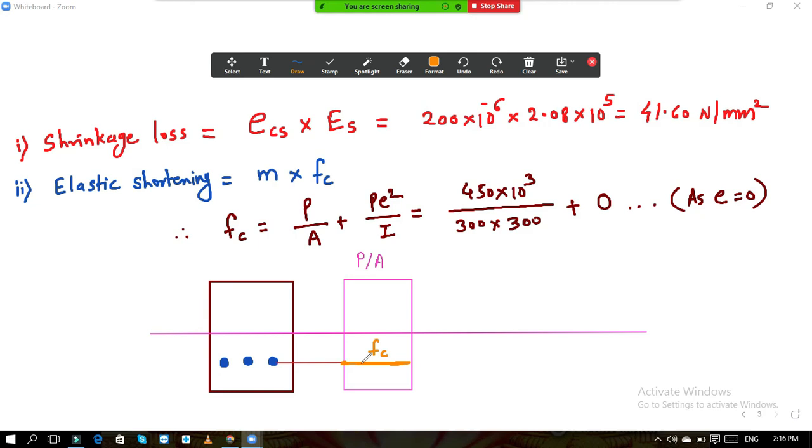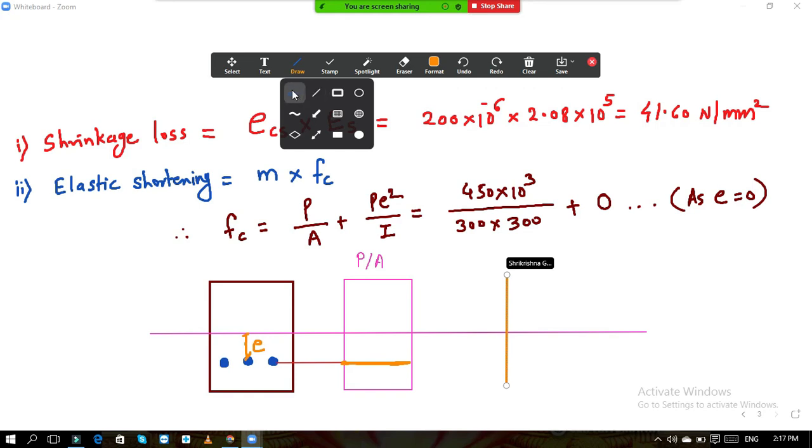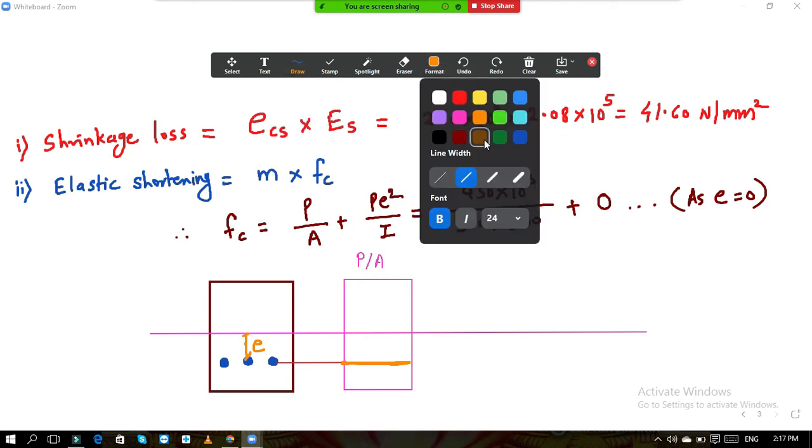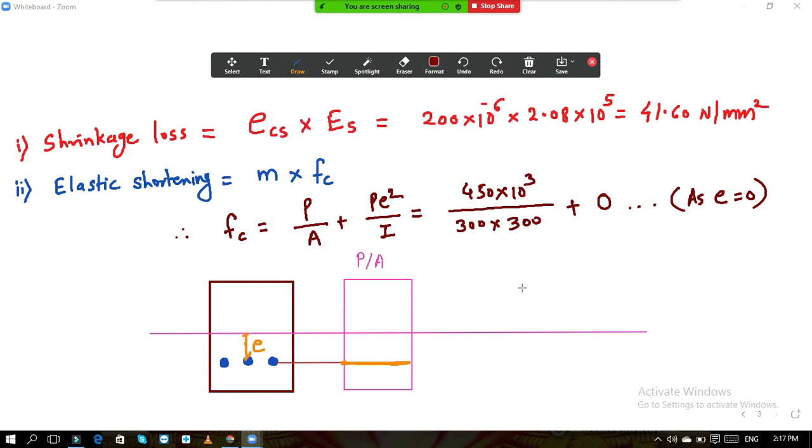But normally, what is happening here? Here the eccentricity is not zero. So here you will get some value, but it is at some eccentricity e. Then you need to consider another diagram also in the calculation, and that other diagram is the loss of stress due to eccentricity. Stress due to eccentricity, that also you need to consider over here. And if I draw that diagram also, it will be like this.